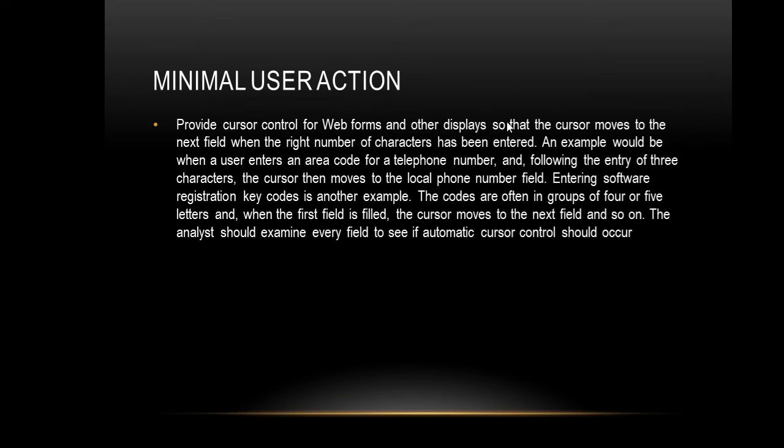And another one, provide cursor control for the web forms. The cursor moves to the next field when the right number of characters has been entered. An example would be when a user enters an area code for a telephone number, and following the entry of 3 characters, the cursor then moves to the local phone number field automatically. Entering software registration key codes is another example. The codes are often in groups of 4 or 5 letters, and when the first field is filled, the cursor moves to the next field, and so on.